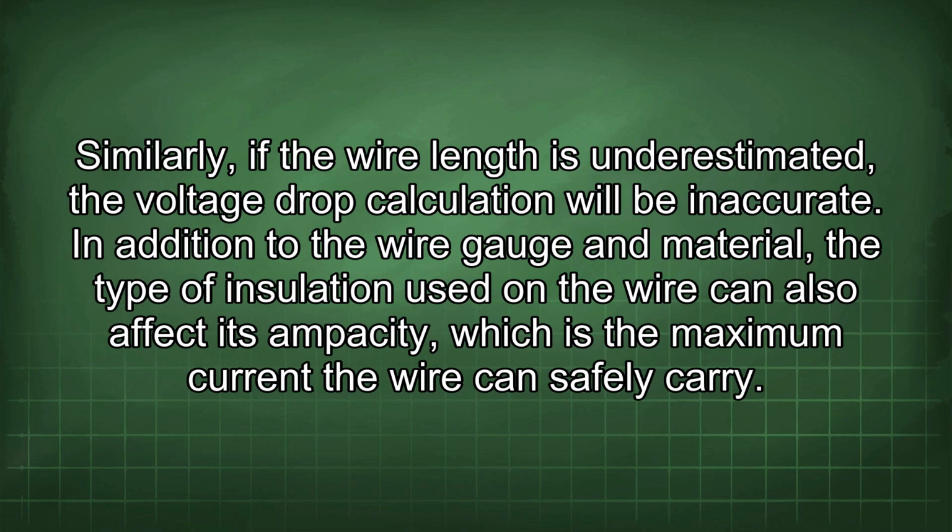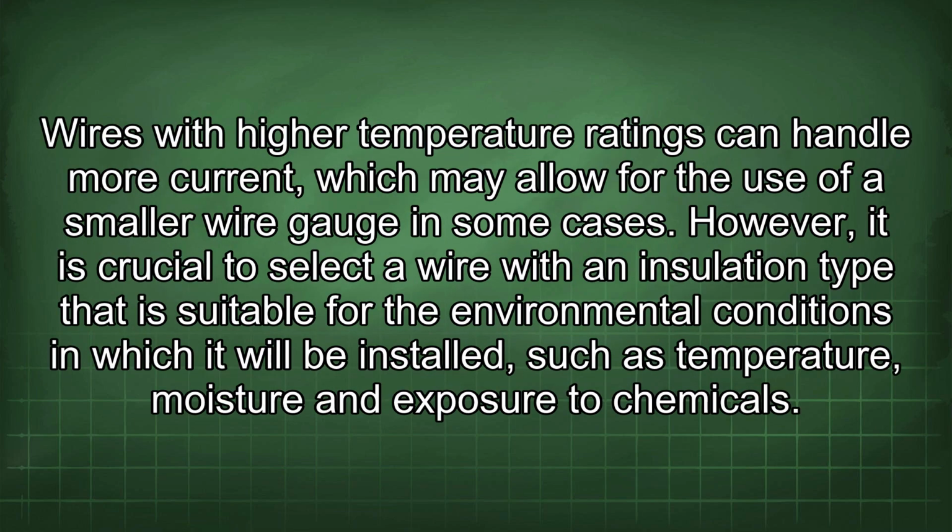In addition to the wire gauge and material, the type of insulation used in the wire can also affect its ampacity, which is the maximum current the wire can safely carry. Wires with higher temperature ratings can handle more current, which may allow for the use of a smaller wire gauge in some cases. However, it is crucial to select a wire with an insulation type that is suitable for the environmental conditions in which it will be installed, such as temperature, moisture, and exposure to chemicals.